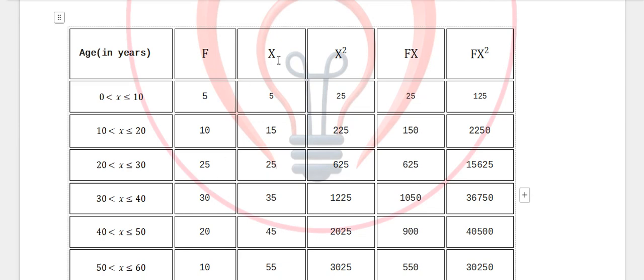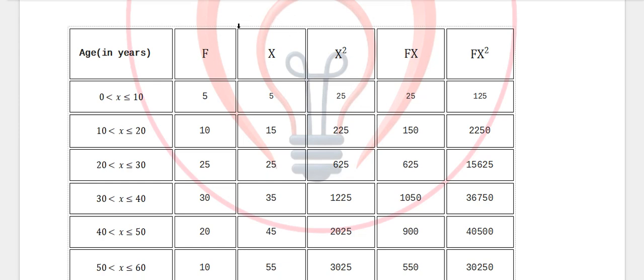And the x represents the midpoint of the ages. So the x squared is just this x squared. I'm sure you got that hint. The fx is just multiplying f and x. I'm sure you also got that. The fx squared, come on guys, just multiply them together and you get that.